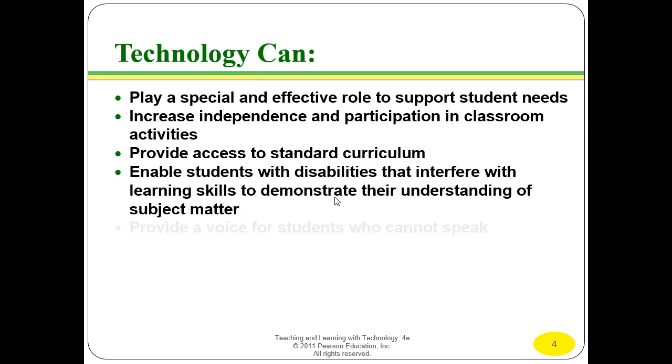We can enable students with disabilities that interfere with learning skills to demonstrate their understanding of subject matter. Maybe that technology can provide the spark and provide the way for them to express what it is that they know. Certainly, if a student may be deaf, or may very well be hard of hearing, that technology can supplement that and overcome that handicap, so they can communicate or else get the information that they need in a visual or auditory manner.